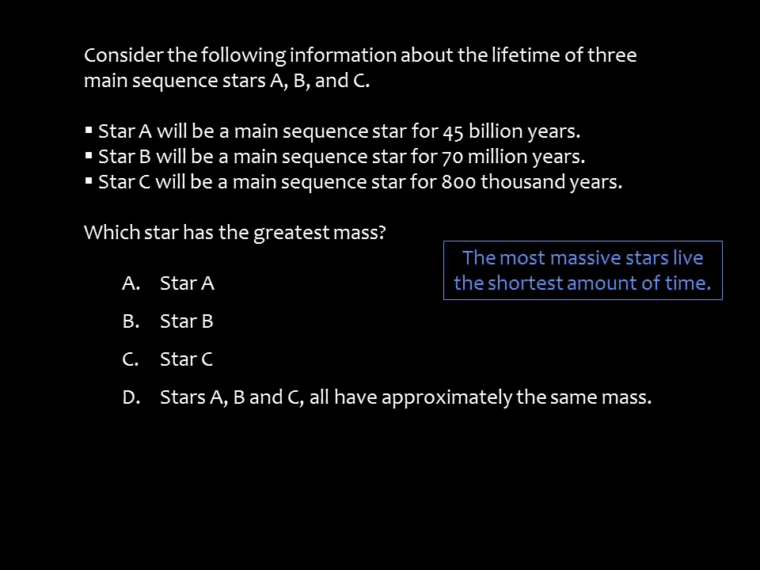Remember, the most massive stars have the shortest lives. Of our choices, star C is on the main sequence for the shortest amount of time, only 800,000 years. Therefore, star C is the correct answer.